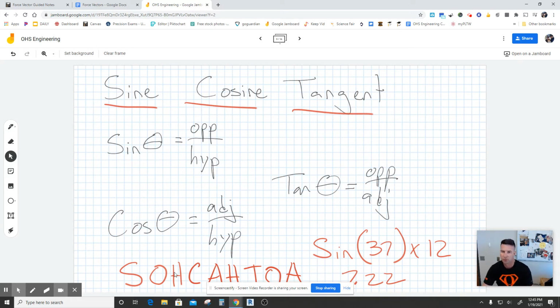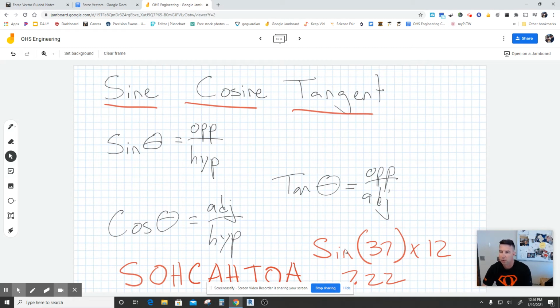If you haven't heard the mnemonic SOHCAHTOA, that's how we remember it. So S, O, H, C, A, H, and then T, O, A, SOHCAHTOA. That's how we remember those equations. You're going to be using them quite a bit in this unit. Make sure you're familiar with these.